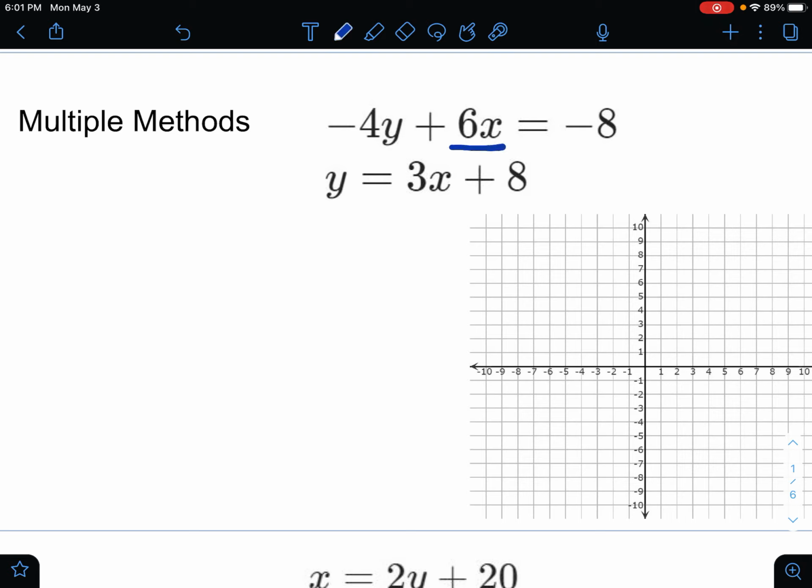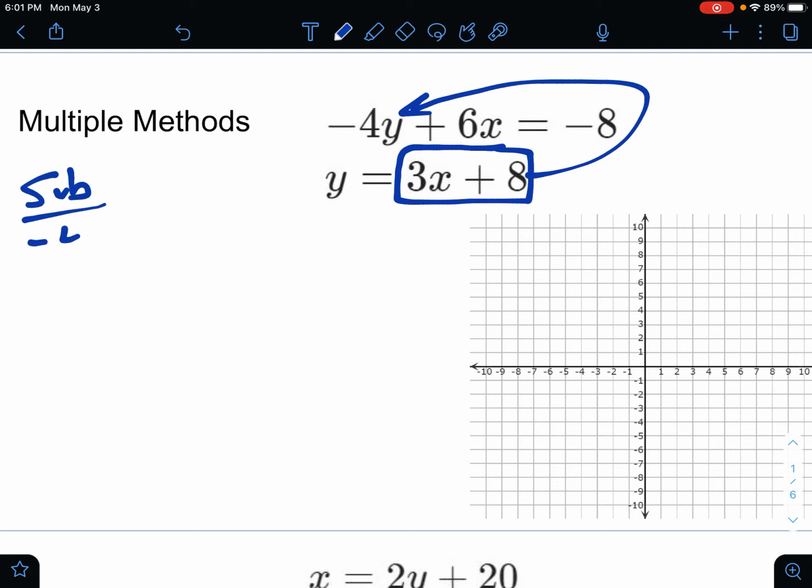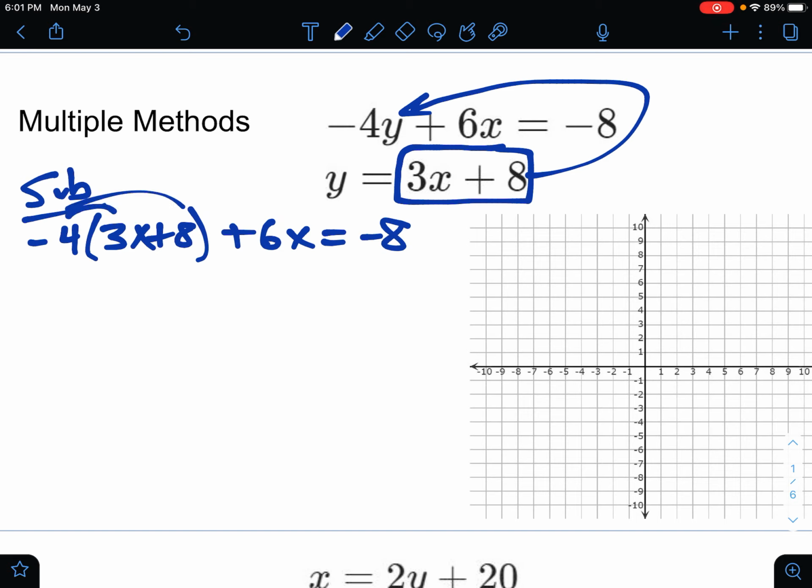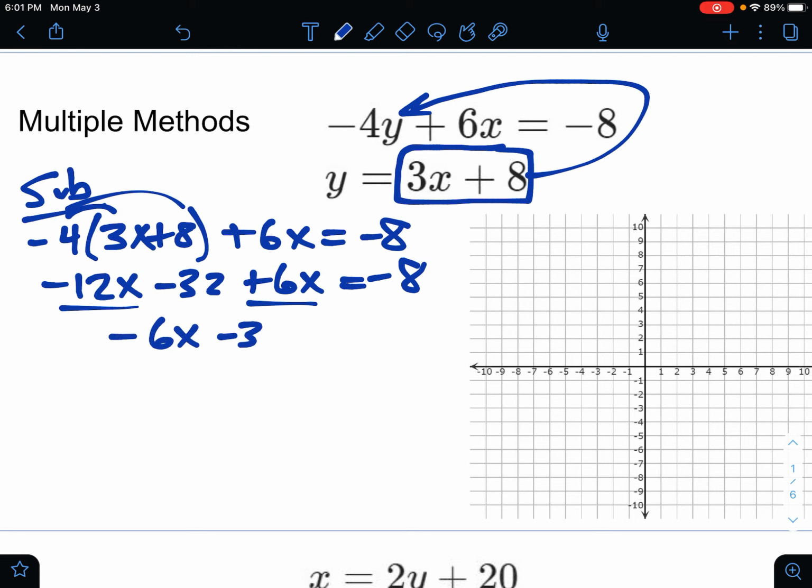I'm going to take the 3x plus 8, which is equal to y. I'm going to substitute that in where y is in the first equation using parentheses. Again, this is substitution. So negative 4 times the y thing plus 6x equals negative 8. Then I'm going to distribute the negative 4 into our parentheses. We get negative 12x minus 32 plus 6x equals negative 8. Combining like terms, negative 6x minus 32 equals negative 8.